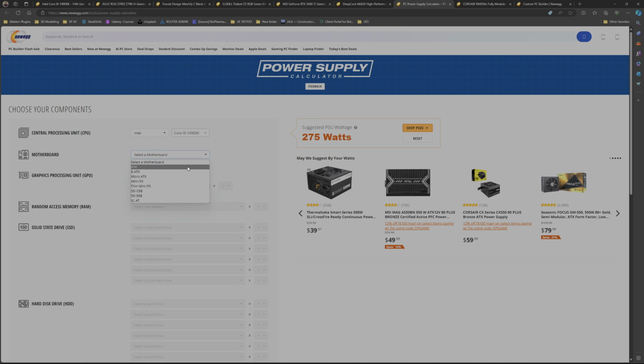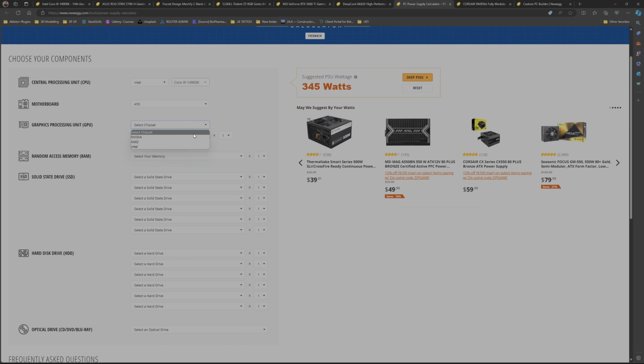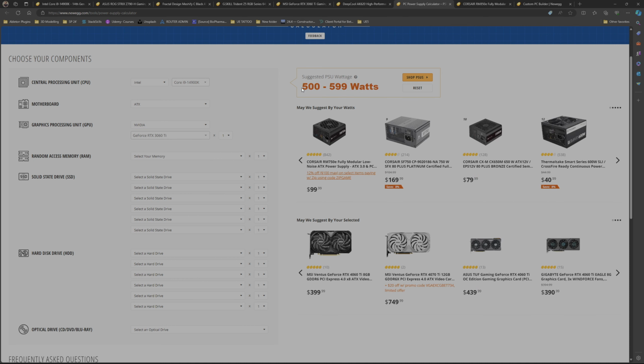Motherboard, ATX. Right here again. And you guys, it's so easy. All you guys have to do is just plug in what parts you have in here, and Newegg is going to do everything. So right now, 500 to 599 watts. Random access memory. So right here, you can do either 32 by 2, or you can literally just do 64 gigabytes. It's going to be the same thing.